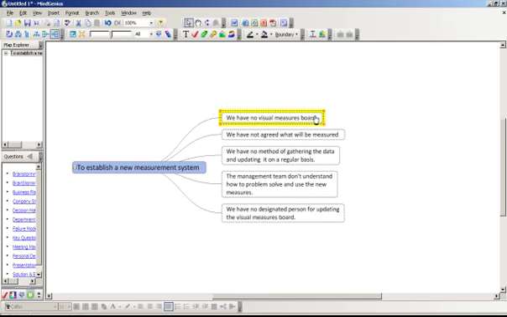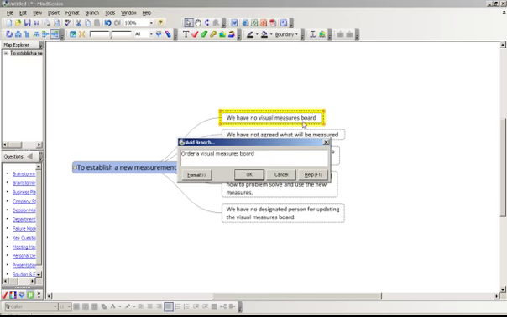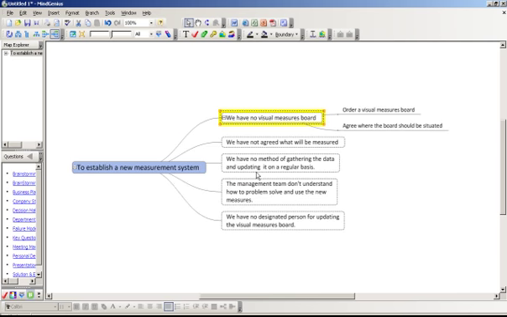So let's say we have no visual measures board. Action 1 would be to order a visual measures board and agree where the board should be situated. Again we do a quick sufficiency check: if we order the visual measures board and agree where it should be situated, is that sufficient to overcome the obstacle, which is we have no visual measures board?